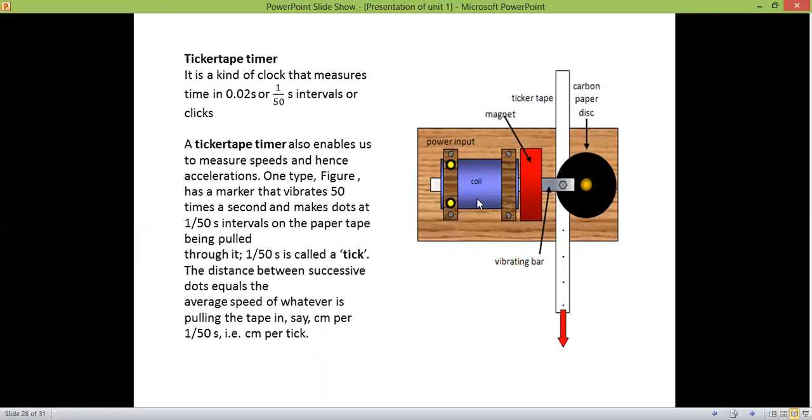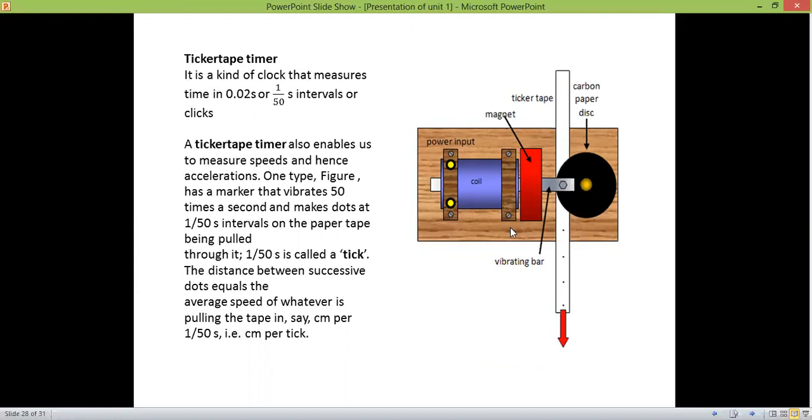It consists of an electric motor. A metal bar is attached to the electric motor. Below the vibrating bar, there is a carbon disc. Below the carbon disc is passing white ticker tape. This white ticker tape is connected to a moving object. So when the object is moving, the tape is also moving below the carbon disc.